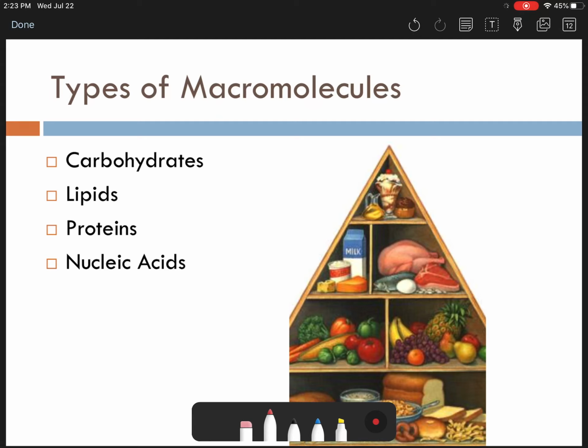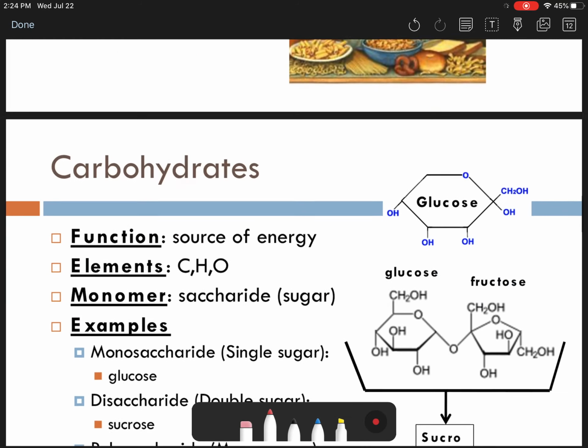And the four main categories of macromolecules are carbohydrates, lipids, proteins, and nucleic acids. We're going to cover these first two in this PowerPoint, and then we'll cover the next two in a subsequent PowerPoint.